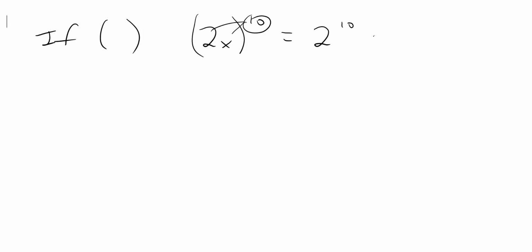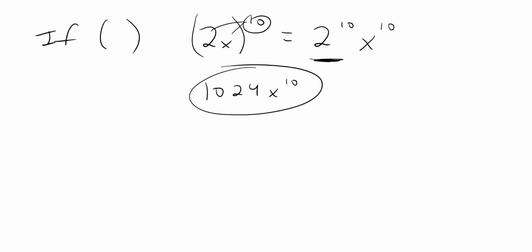Basically, if you've got parentheses, like if I gave you 2x to the 10th power, that exponent really goes to both the 2 and the x. So you have 2 to the 10th power, x to the 10th power. And then remember, evaluate this, put that in your calculator, 2 to the 10th power, it's a big number, 1024, and you can't do anything with x to the 10th, that's your answer.